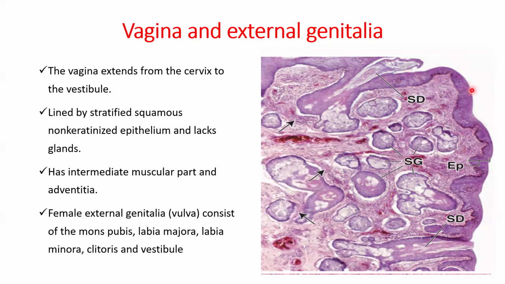And now you can appreciate this epithelium, stratified squamous keratinized epithelium. It's keratinized at this point, given that this is labia majora. So at this point, this epithelium will be keratinized, but in the vagina, it's non-keratinized, and it also lacks glands. But you can appreciate in the labia majora, which has stratified squamous keratinized epithelium, the presence of sebaceous glands.